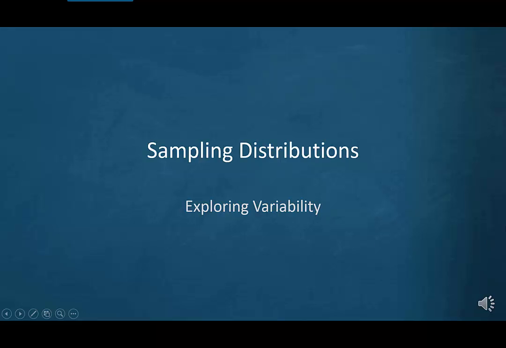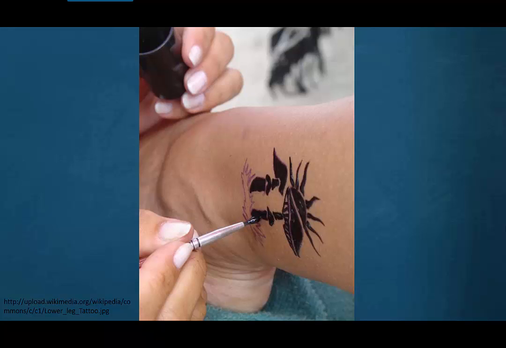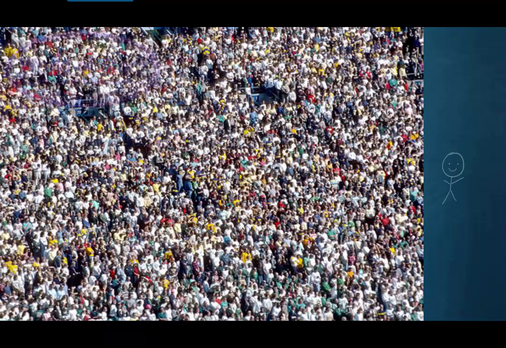Now we're going to look at something called sampling distributions. We're just going to be exploring variability. Suppose we want to know the proportion of students at a local university who had at least one tattoo. So how can we determine this?